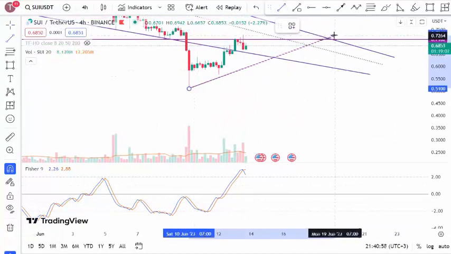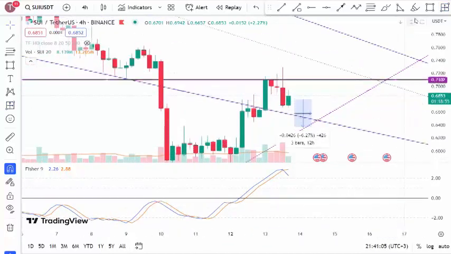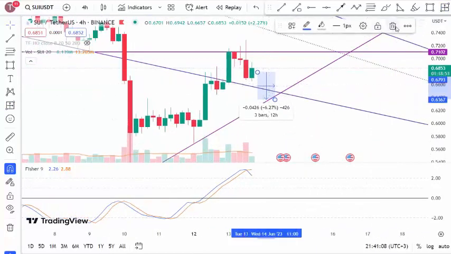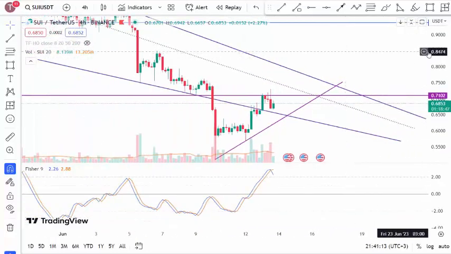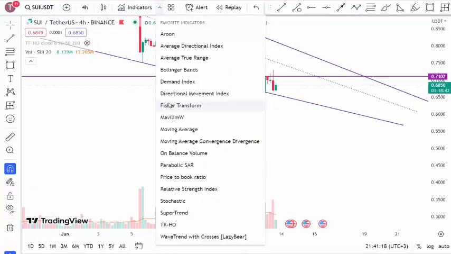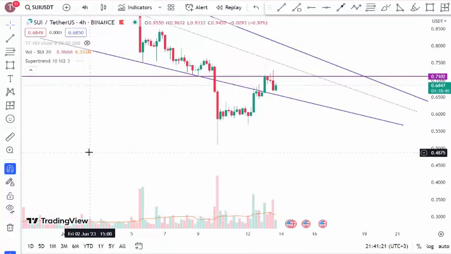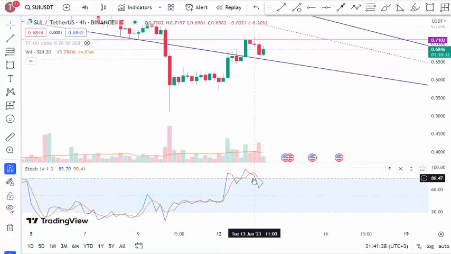After closing our Fisher indicator, let's look at the stochastic indicator. Oops, we opened the wrong indicator. Let's open our stochastic indicator here. Although stochastic gives us a strong sell signal, the line has shown an upward movement on the last day, indicating that it might cross back into the buy signal zone. However, caution is advised at this point because stochastic generates buy and sell signals very quickly.